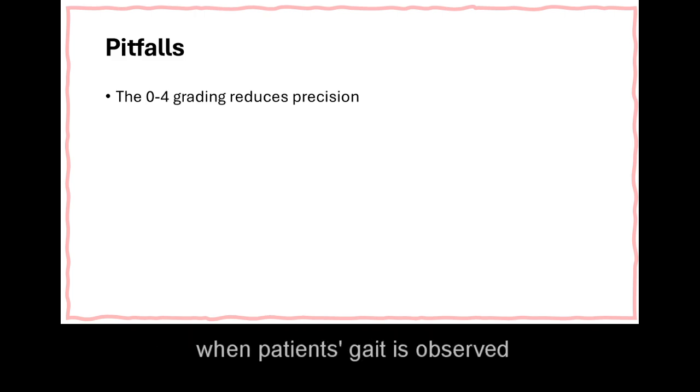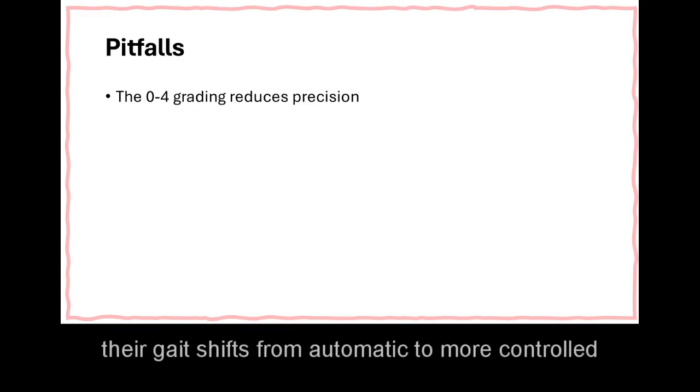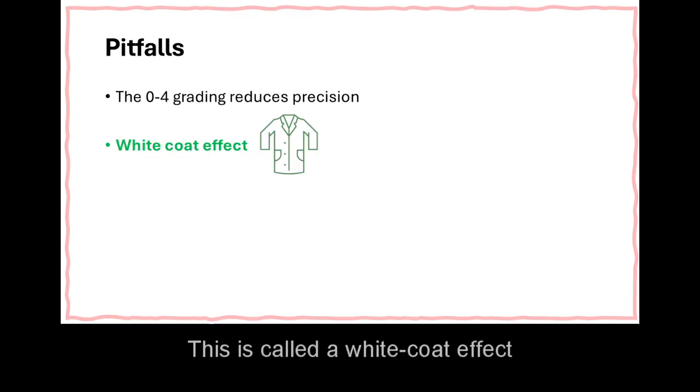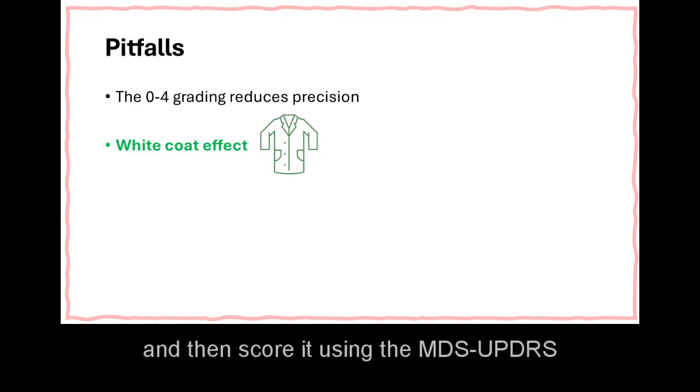In addition, when patients' gait is observed in a clinical setting, their gait shifts from automatic to more controlled, and this can improve FOG. This is called the white coat effect. Therefore, you need to replicate the actual occurrence of FOG as much as possible, and then score it using MDS-UPDRS.